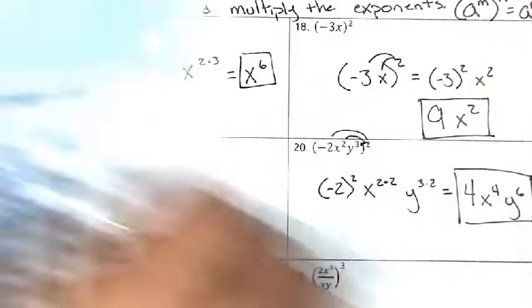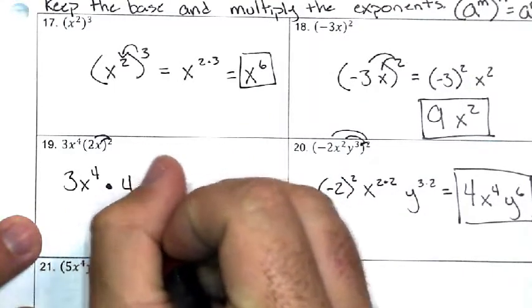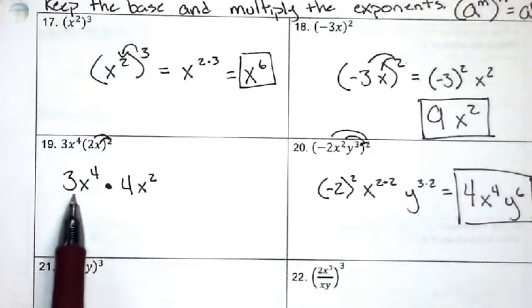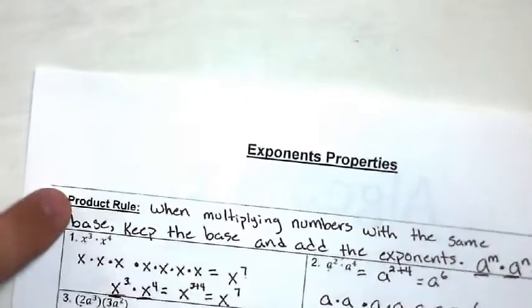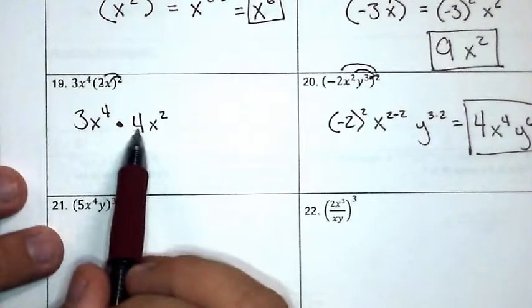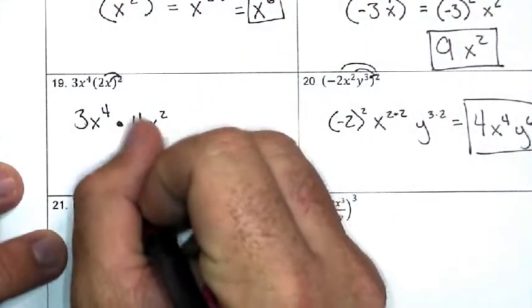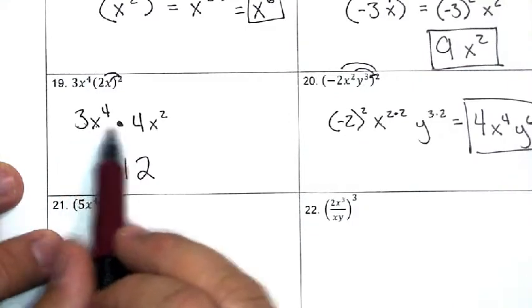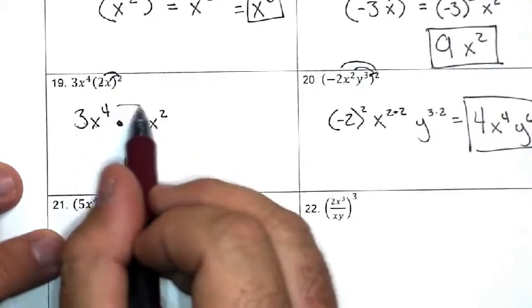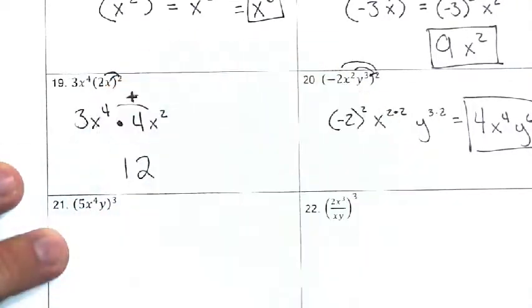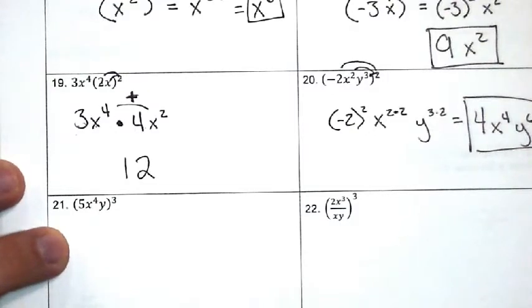Hold up. Wait a minute. I just distributed, and now I created a product rule. 3 times 4. I multiply the whole numbers just like they are. What's 3 times 4? 12. If I multiply variables together, what happens to their exponents? You add them. If I multiply variables of the same base, you add the exponents together. What is 4 plus 2? 6.